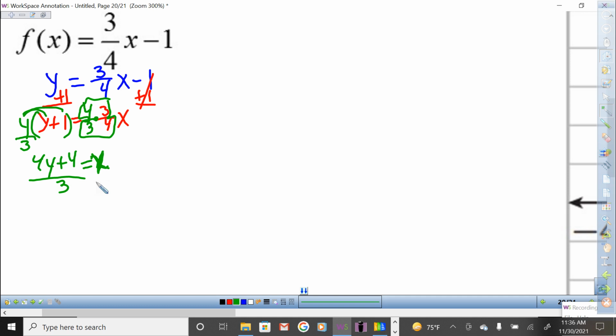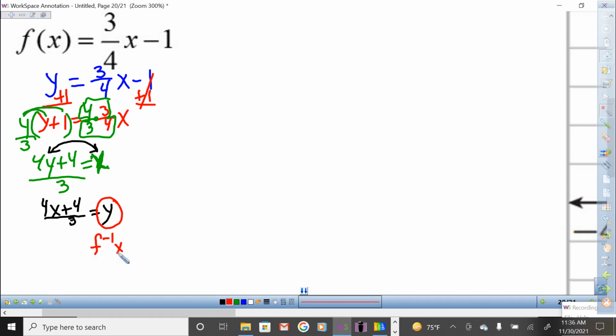But is that the inverse? No. Tell your neighbor what makes it the inverse. What's going to make it the inverse? Lenny, go. Switch the variables x and y, yes. So this becomes 4x plus 4 over 3, and all that equal to y. Now that's the inverse, but can we leave it in that notation? No, Mr. Q, because the original was function notation. So I'm going to change now the y again to function notation, but I write it how?